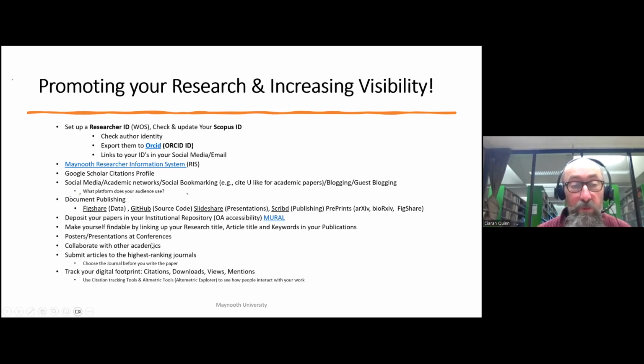Conferences, do posters, presentations, get your name out there, collaborations with other academics, go for the high-ranking journals if you can, and keep an eye on your digital footprint. So who's citing me, who's downloading me, who's viewing me, who's mentioning me, all that kind of stuff. And so we have altmetric tools to do that as well, so you can track all that other conversation about your papers other than citations. And I'm happy to talk to people about that as well if they're interested in that area.